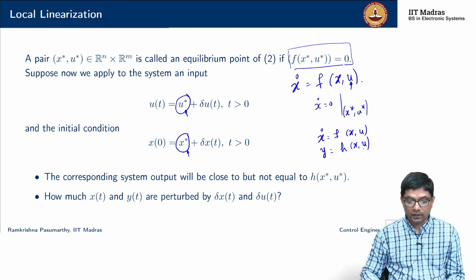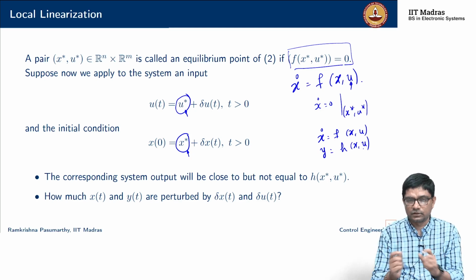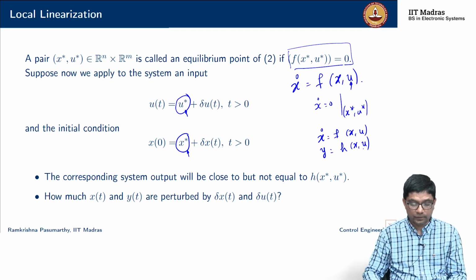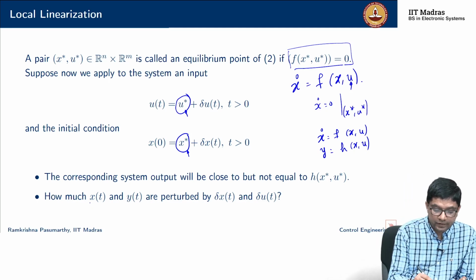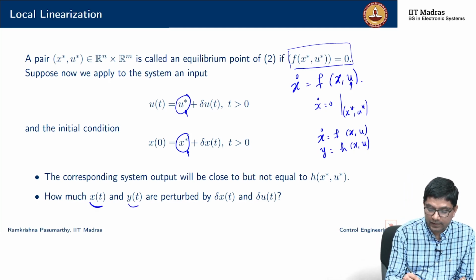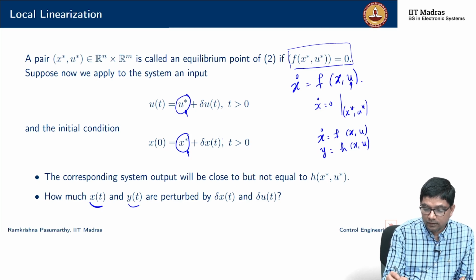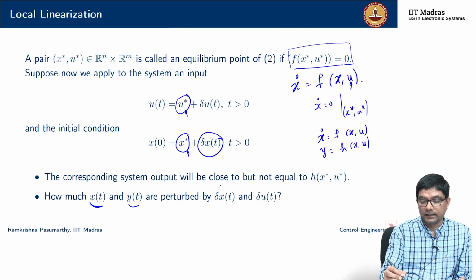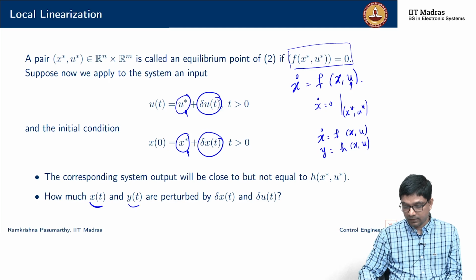Okay, so the corresponding output will be close to but not equal to h(x*, u*). Right? Everything is around that little equilibrium point. How much now? What is the variation? How will x(t) and y(t) change when the equilibrium is perturbed by delta x and the input is perturbed by a delta u?